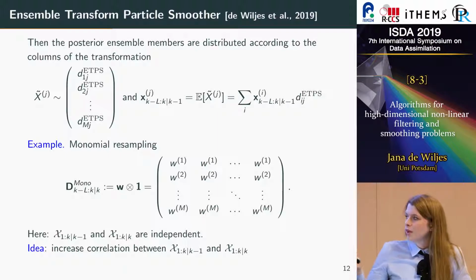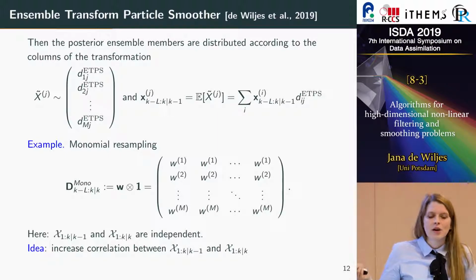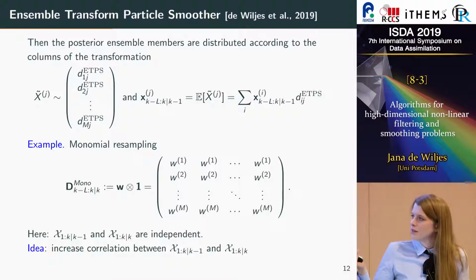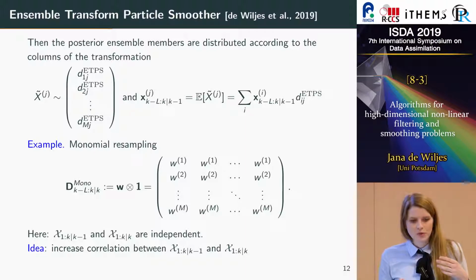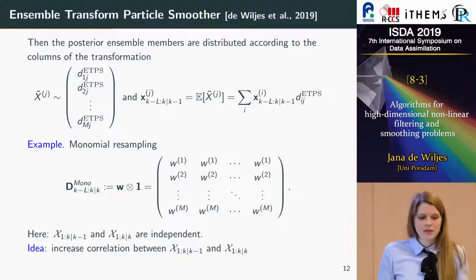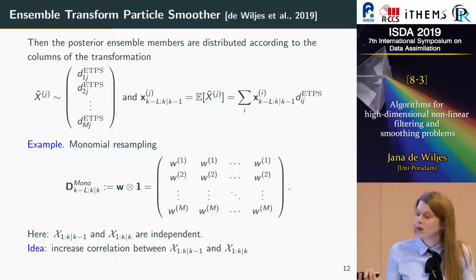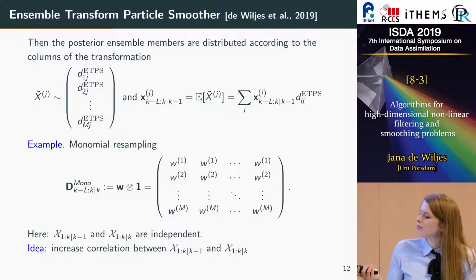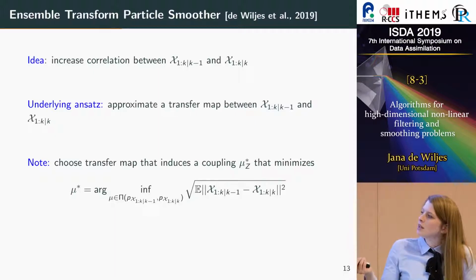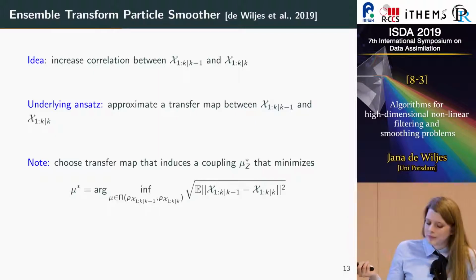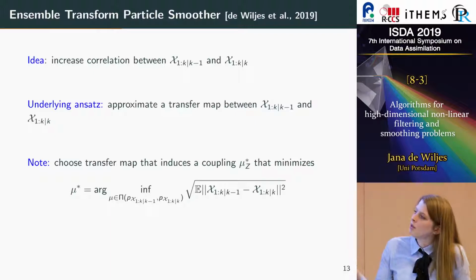But while this is perfectly fine, in this case the prior ensemble and the posterior ensemble are somehow independent. But assuming that you actually trust your model, you intuitively would want the prior and the posterior to be close, or at least correlated, because you assume that the model is actually doing the right thing. And that's why you're not going for any map, you're going for a transport map that's actually minimizing this problem here.